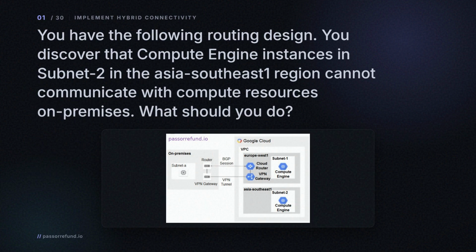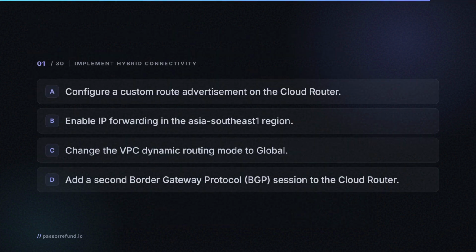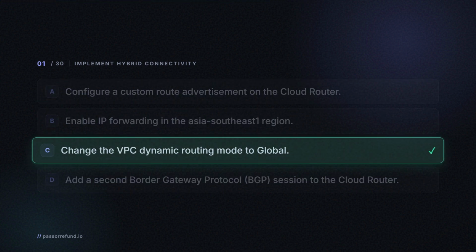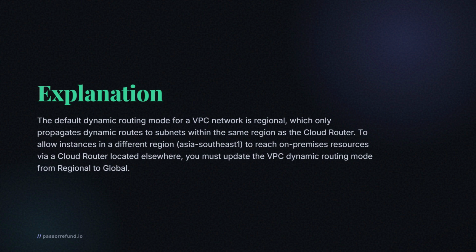Okay, let's tackle this. You have the following routing design. You discover that compute engine instances in subnet-2 in the Asia Southeast 1 region cannot communicate with compute resources on premises. What should you do? You should pick C. The default dynamic routing mode for a VPC network is regional, which only propagates dynamic routes to subnets within the same region as the cloud router.